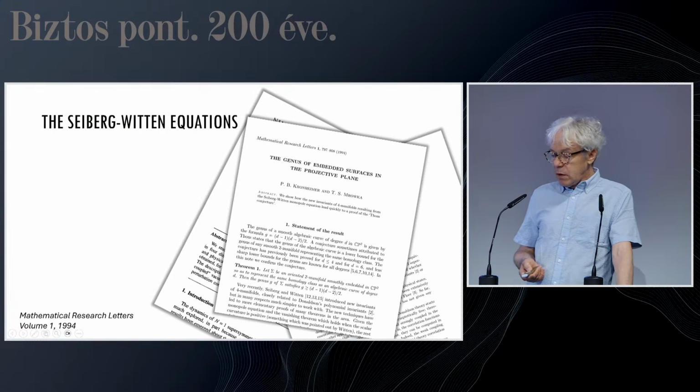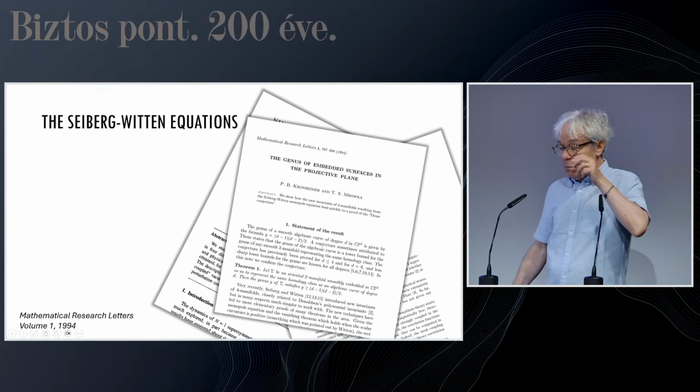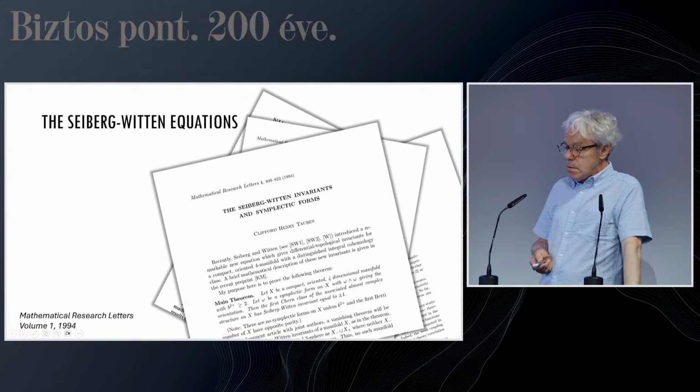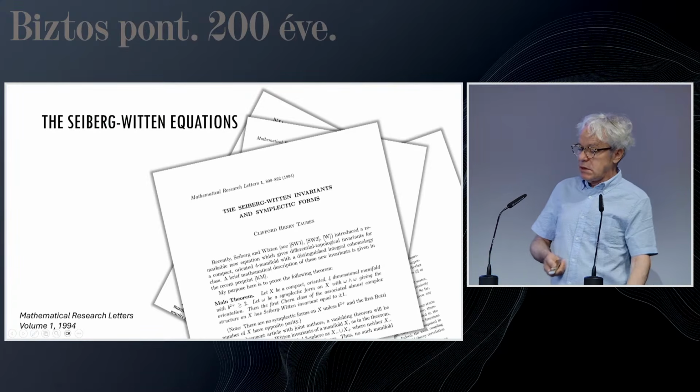In the same volume of Math Research Letters, there's a paper of Tom and myself on embedded surfaces in the projective plane, proving the Thom conjecture for CP2. I'll return to these themes. There's a paper by Cliff Taubes on the connection between these Seiberg-Witten invariants and symplectic forms.